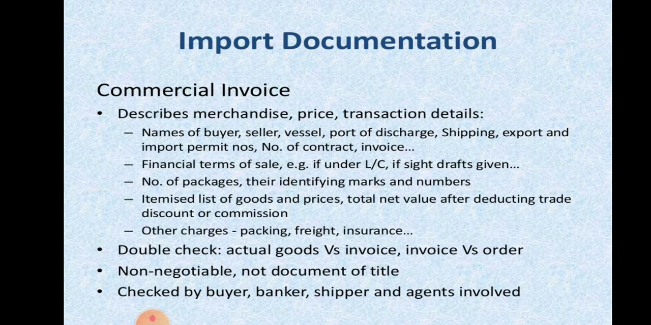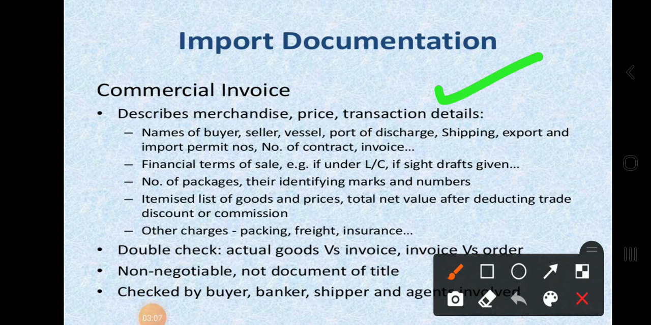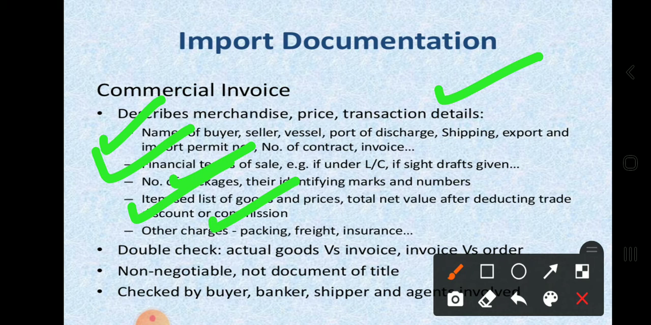Next we have the commercial invoice. It describes merchandise, price and transaction details. In detail, it includes names of buyer, seller, vessel, port of discharge, shipping, export and import permit numbers, number of contract, etc. Financial terms of sale, number of packages, their identifying marks and numbers, itemized list of goods and prices and other charges. There should be a double check: actual goods versus invoice, invoice versus order. It is not negotiable and is checked by the buyer, banker, shipper and agents involved.